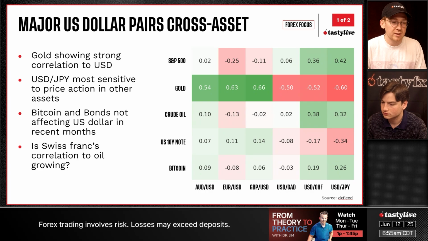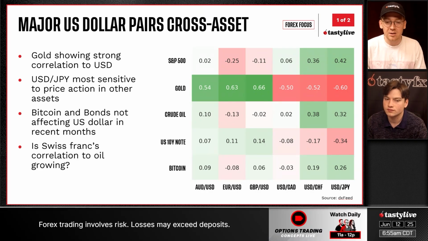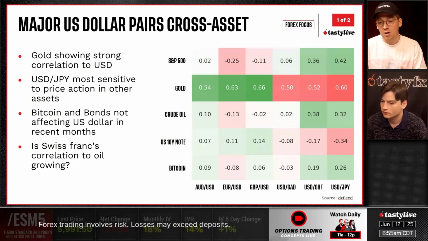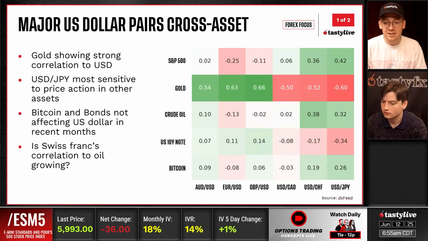So there's a negative correlation inherent between U.S. dollar and 10-year notes, which you see here across the board with the slight green correlations for Aussie, euro and sterling, and the slight red correlations for dollar CAD, dollar Swissy, and then a little bit more for that dollar yen. Wow, pretty stark for gold.